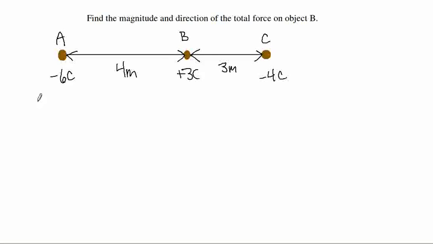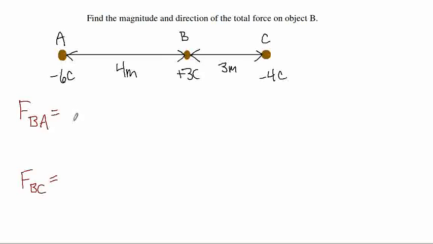So first I'm going to find the magnitude of the force with respect to objects A and B. Then I'm going to find the magnitude of the force with respect to objects B and C. And then after I find those magnitudes, then in a second step, I'll determine if I have to add or subtract them based on the directions of the forces.